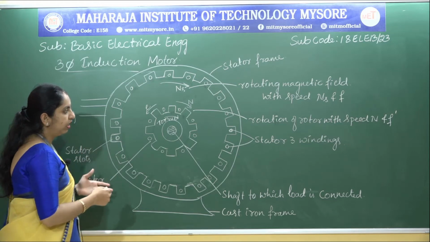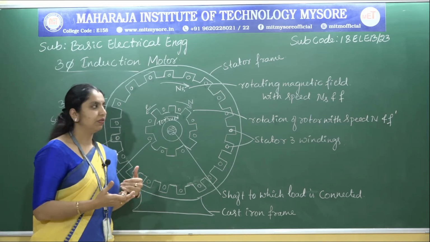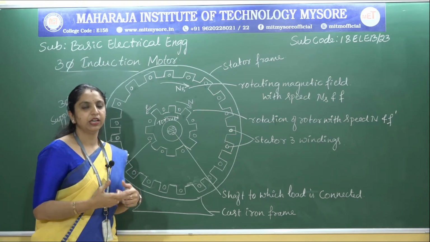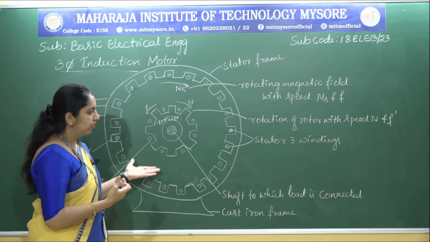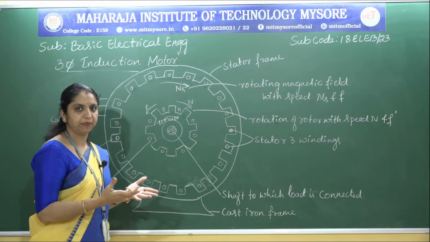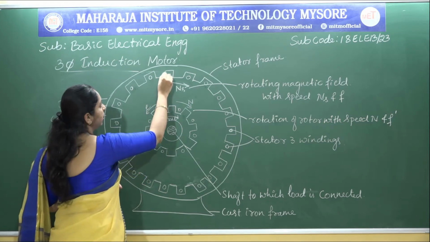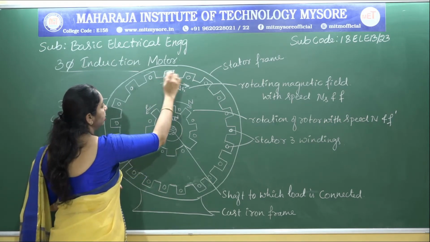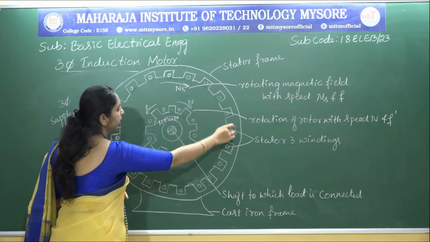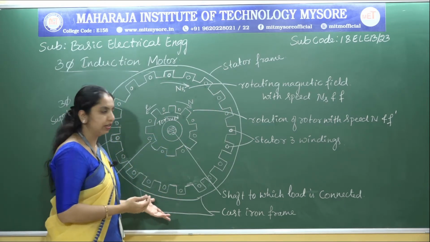So as I have already indicated, the stator is made up of high grade silicon steel with high permeability to reduce hysteresis loss, and a large number of axial slots are cut around the inner periphery. You can see here around the inner periphery. These are cut to accommodate the 3 windings, or the conductors.